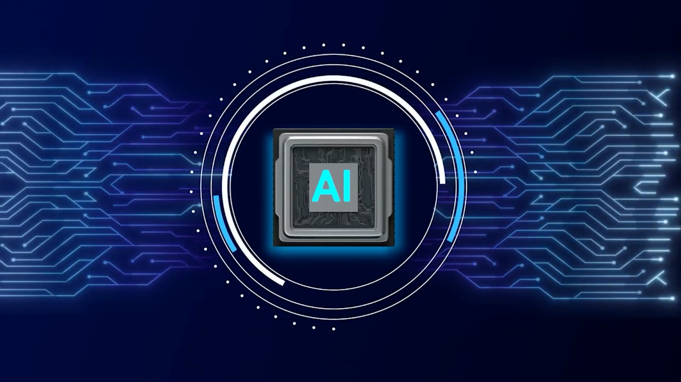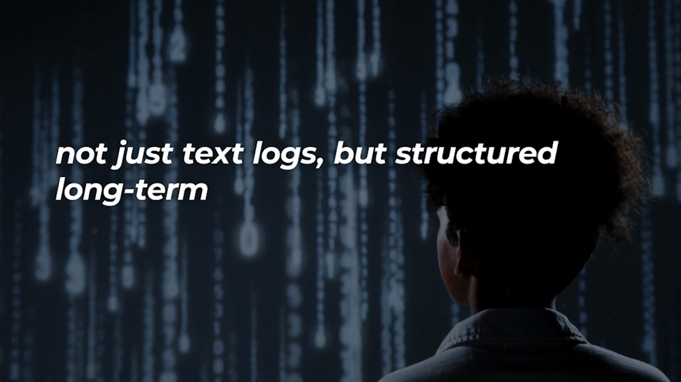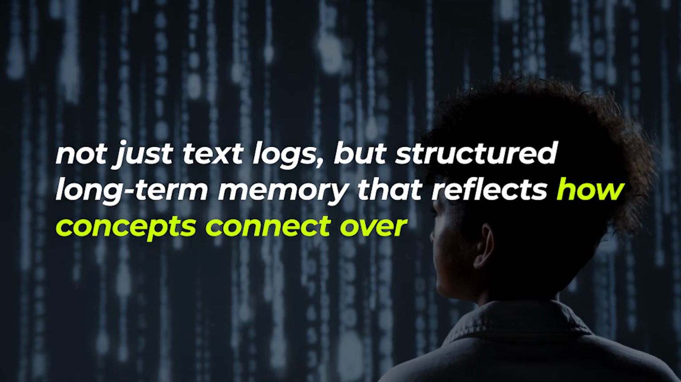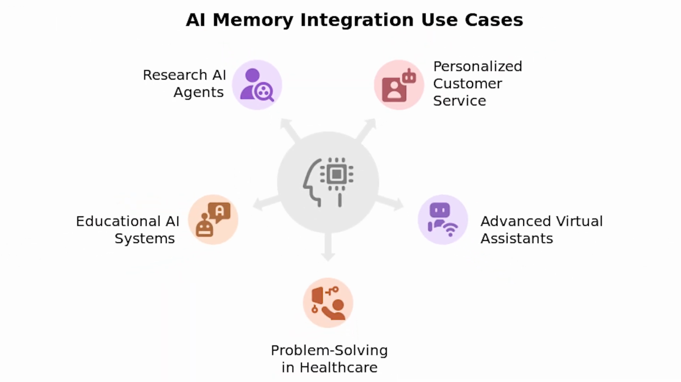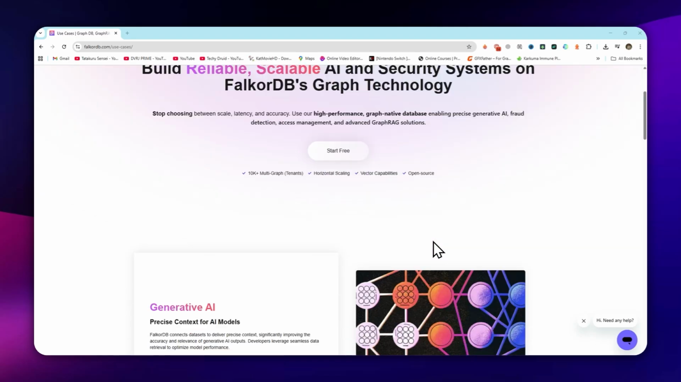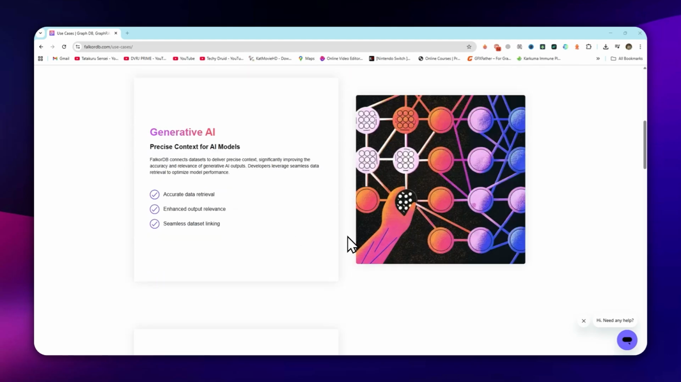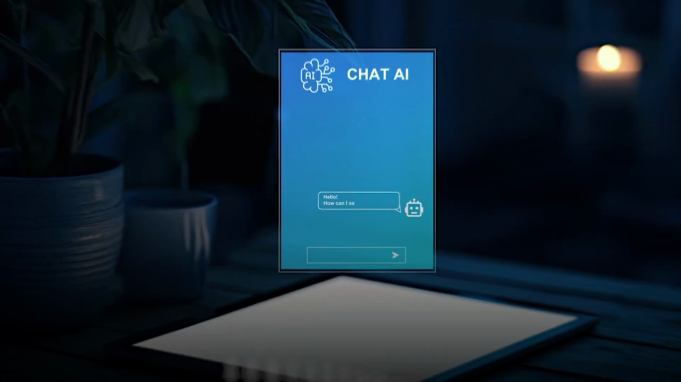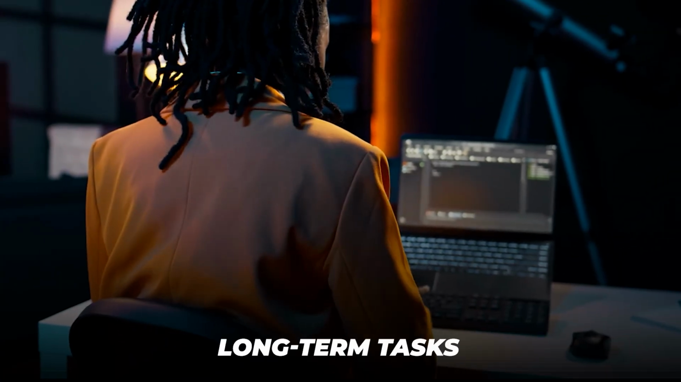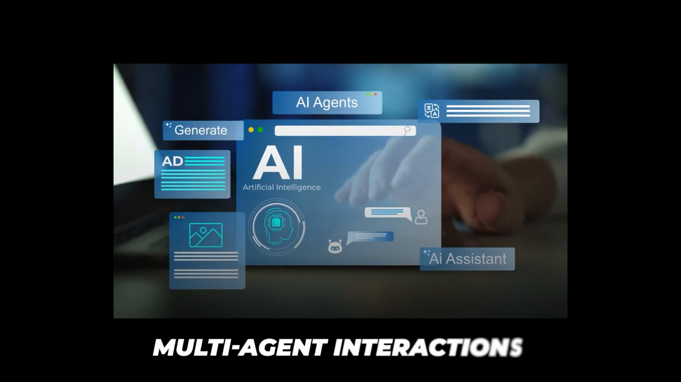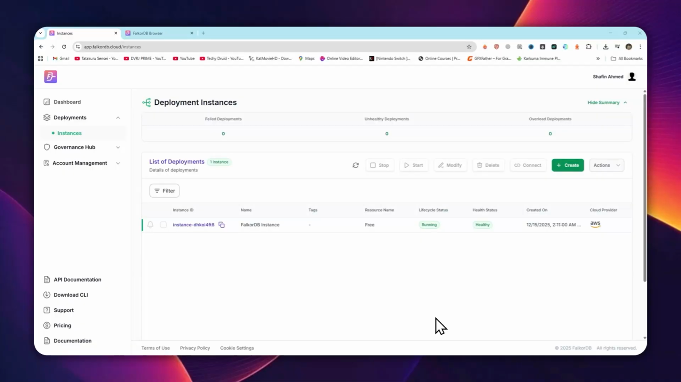Built for agentic memory. Modern AI agents need memory, not just text logs, but structured long-term memory that reflects how concepts connect over time. FalkorDB functions as a perfect agentic memory store, allowing agents to build, update, and traverse knowledge graphs representing user preferences, conversation history, long-term tasks, intent chains, multi-agent interactions, semantic relationships. This allows agents to behave more consistently, reason more effectively, and maintain persistent understanding over long sessions.